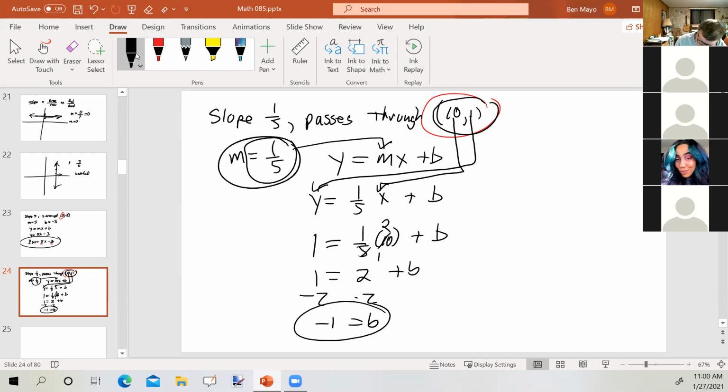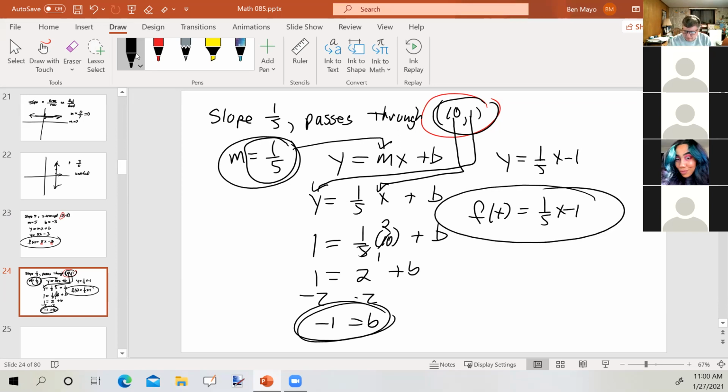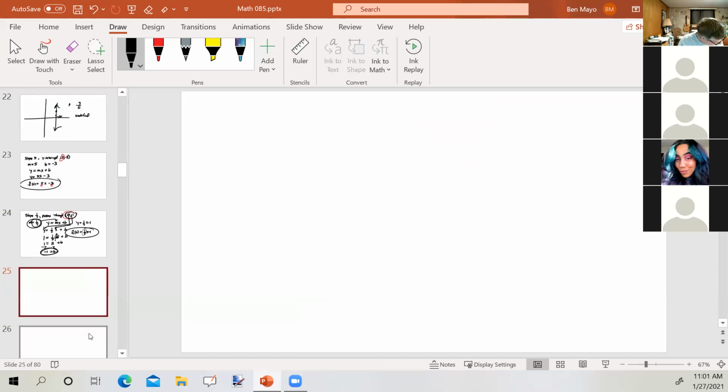So now I have m and b. So y equals 1/5 x minus 1. Using function notation, f of x equals 1/5 x minus 1. That has a slope of 1/5, and if x is 10, f of x or y equals 1. Any questions on that? Okay, let's take a look at another example.